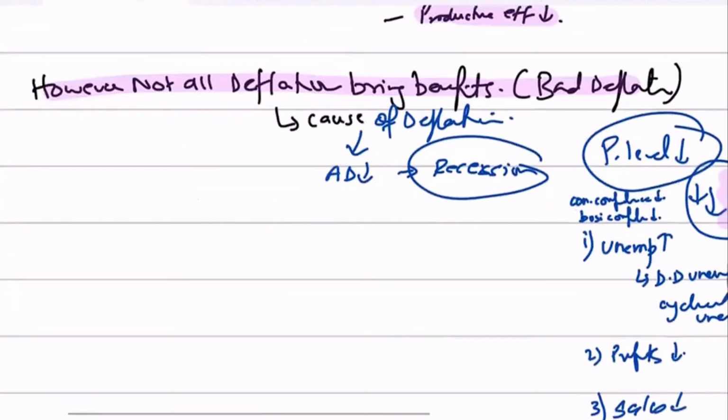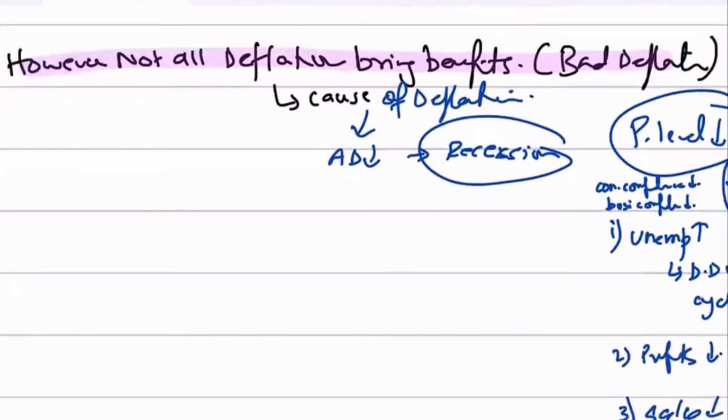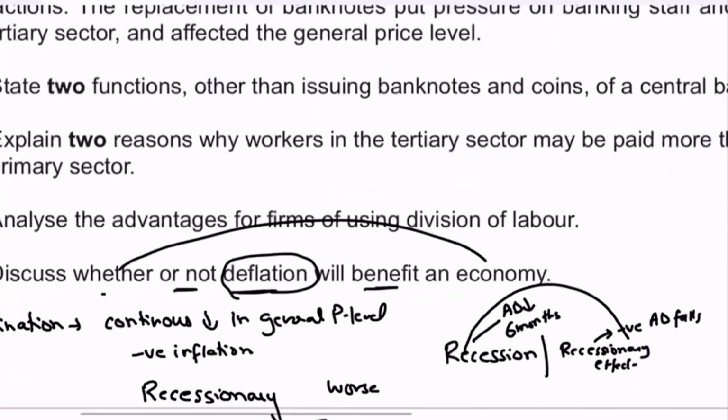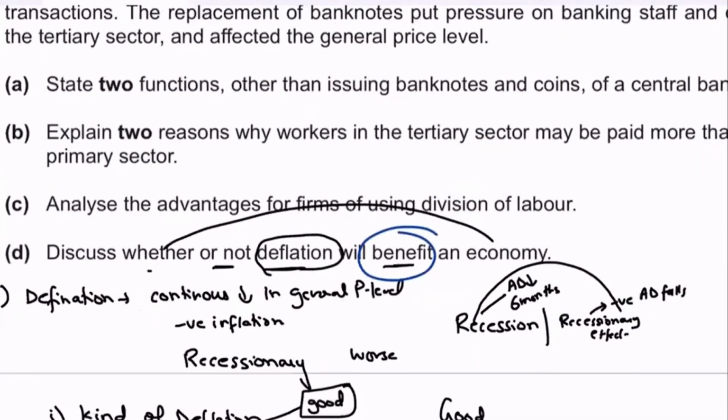So for a past paper question, an 8-mark question that says discuss whether or not deflation will benefit an economy, you have to mention what deflation is, and when deflation will be beneficial and when it will not be beneficial. Right now, conclusions are not required for your O-level or IGCSE exams. But if you give a conclusion just to impress the examiner, there's nothing wrong with it, right?